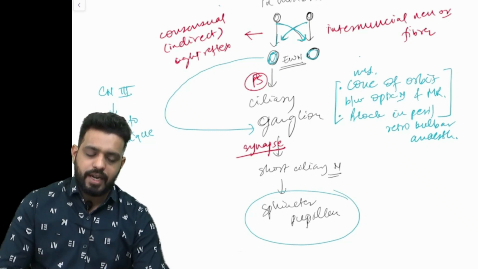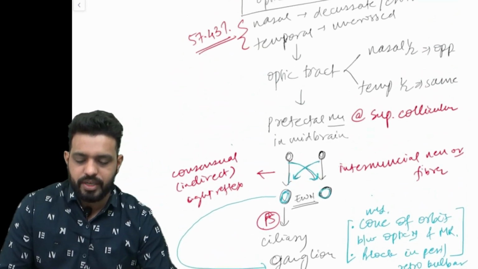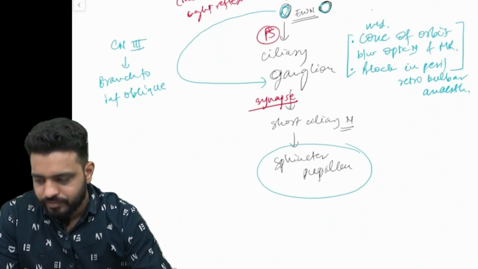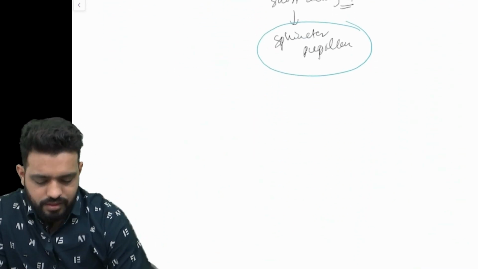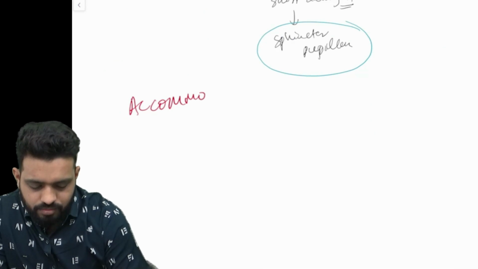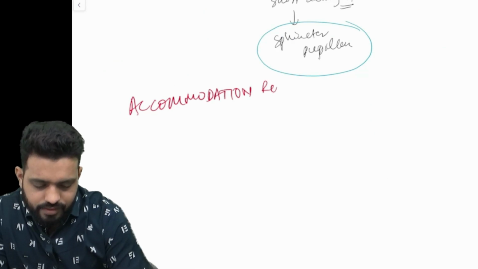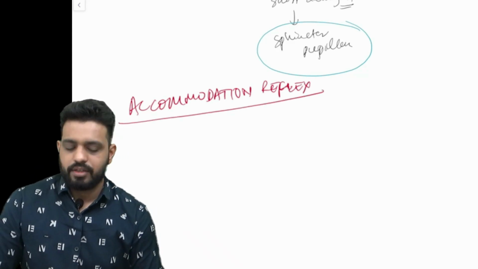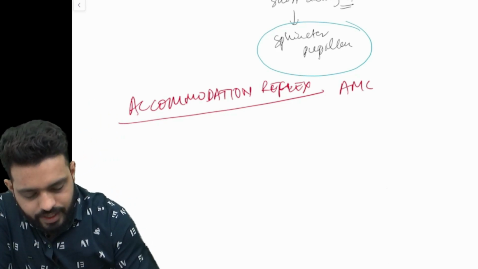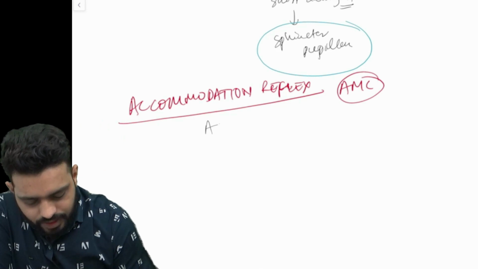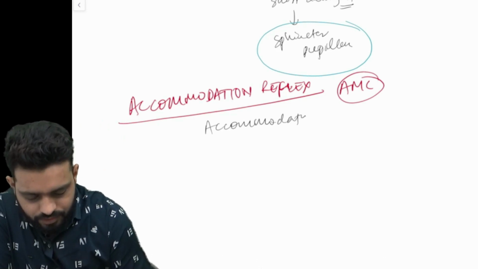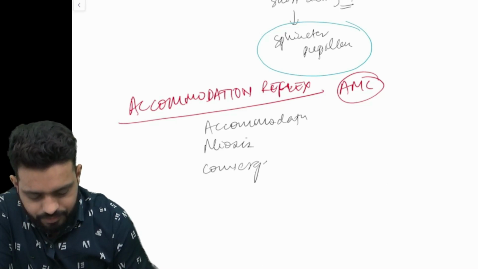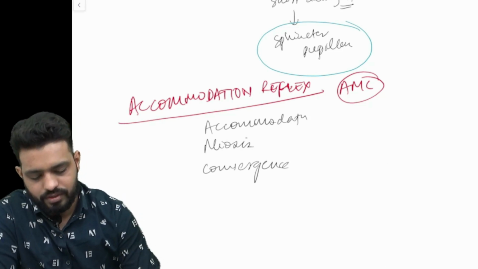I hope you are clear with the light reflex. If you don't understand anything here, you won't be able to get anything about the abnormal pupils, which we will be talking about in the section ahead. Now, having seen this, we will move to what is known as accommodation reflex. Okay, when we talk of accommodation reflex, remember again, we remember it as AMC, that is, it is a triad of accommodation, meiosis and convergence. Remember AMC, accommodation, meiosis and convergence. It is a triad.